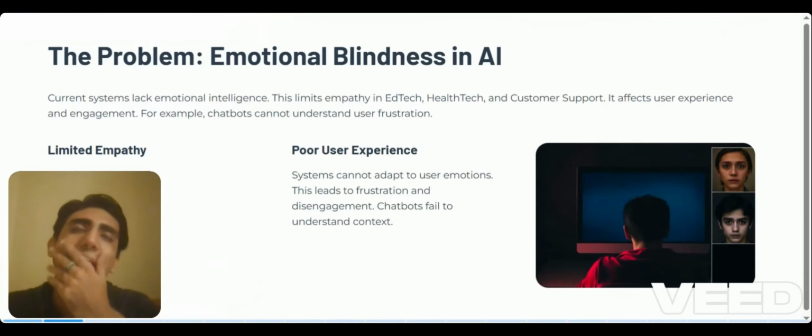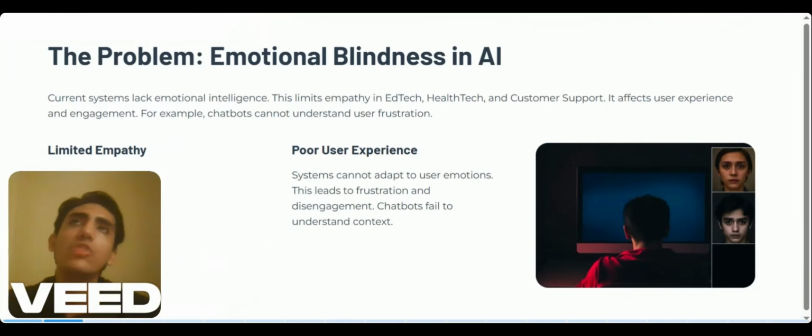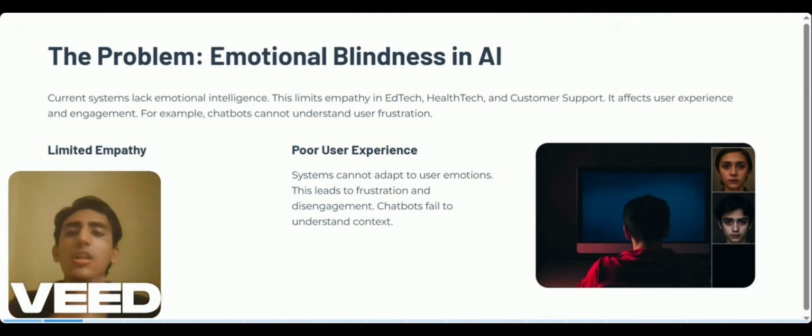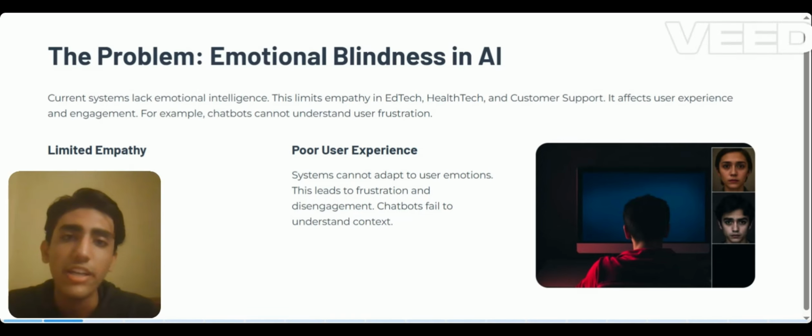So let's see what problem exactly we are trying to solve with this. Currently, emotional intelligence is absent in digital systems, which limits the ability of the user to understand and relate to the digital system he is interacting with, be it in education, healthcare, or customer support, right?